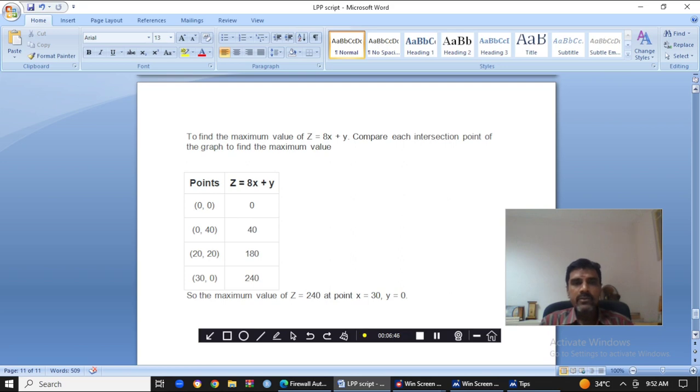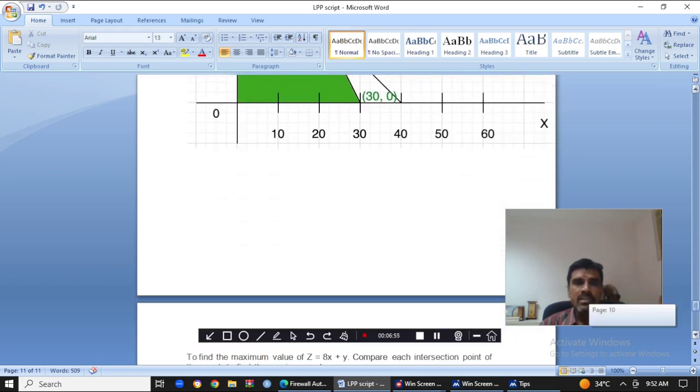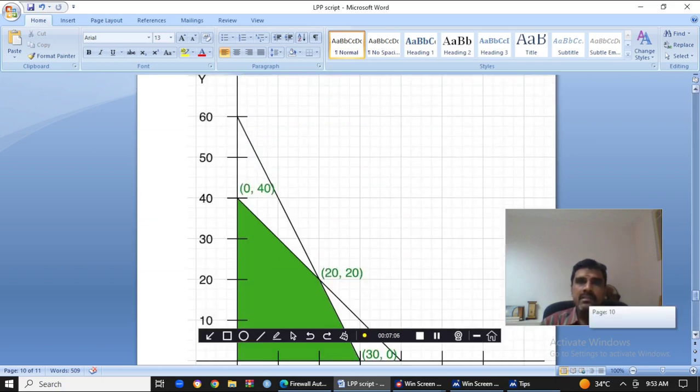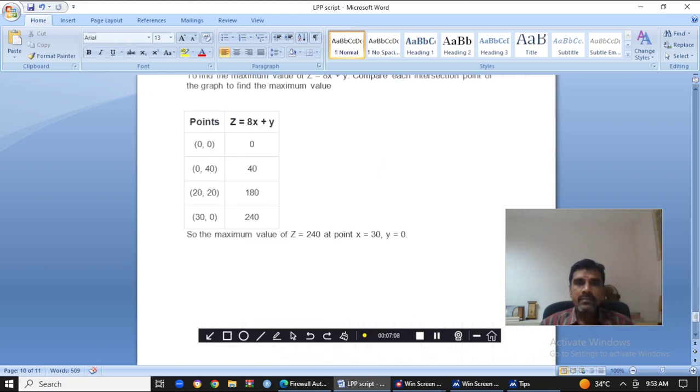Okay, so what you do is you substitute x is equal to 0 and y is equal to 0. This is the first corner point which you have taken from the graph. You can see from here, 0, 0. So substitute 0, 0 in the z function. Ultimately what you get is 0. Then the second boundary point from the graph is 0, 40, which is given here. So you substitute this in the z function: 8 into 0 plus 40. So it gives 40.